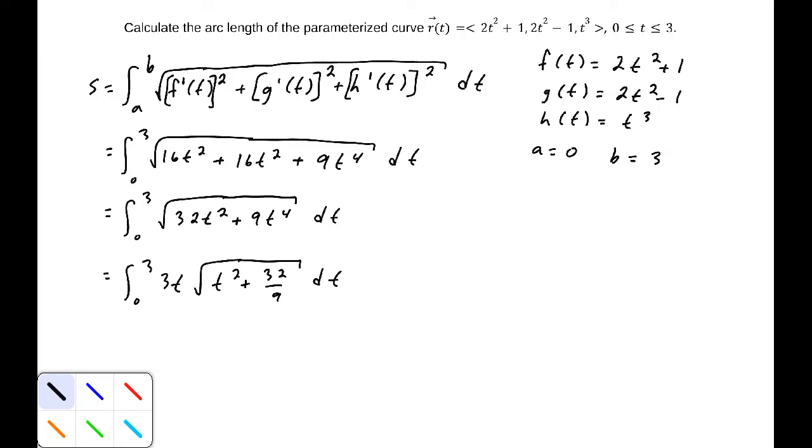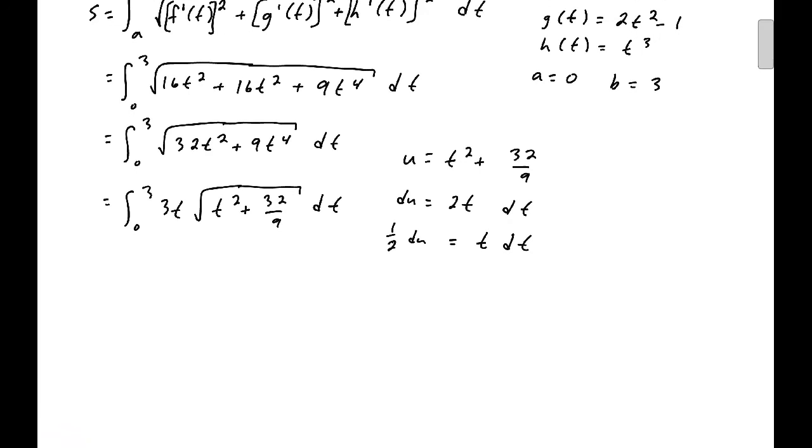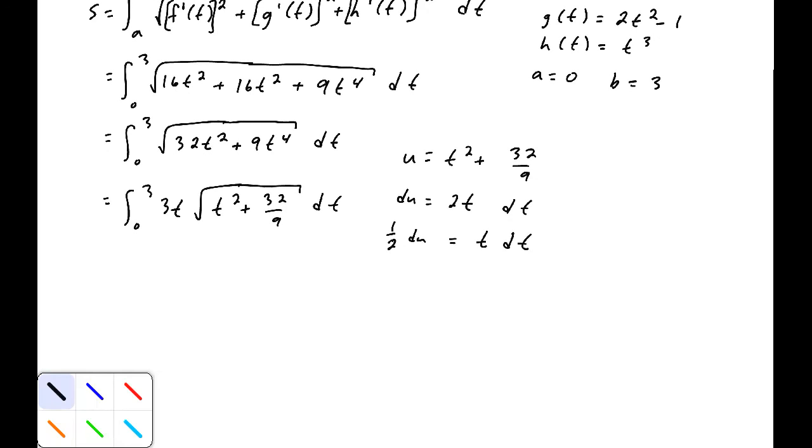Now I'm going to make a u substitution, so we'll say u equals t squared plus 32 over 9, which means that du is equal to 2t dt, which means that 1/2 du is equal to t dt. This fits the form of the integral we have.